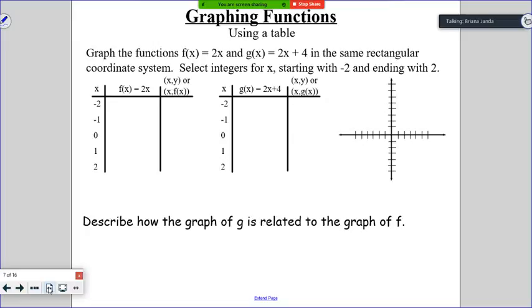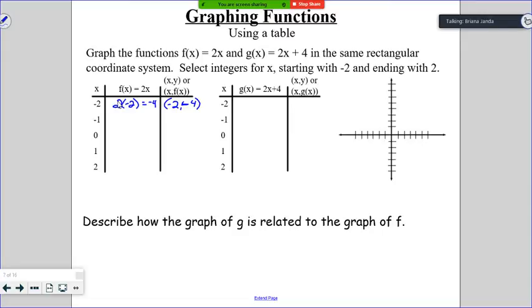With that being said, I feel like we are at the point where you can have a little bit of creative license with your table. If you liked this because you are a person that likes to see your work and plugging it in, please stick with this format where you do the x's, showing my work, ordered pair, okay? So I would show 2 times -2 equals -4, making my ordered pair -2, -4.